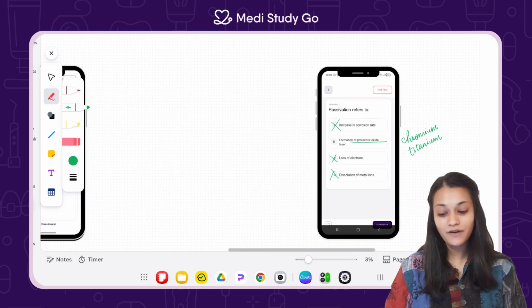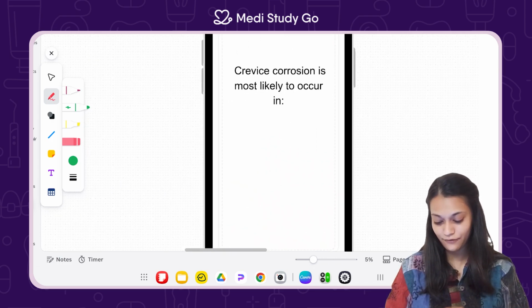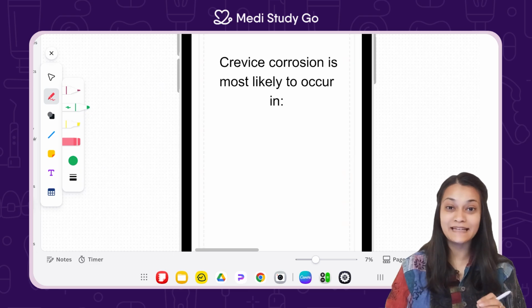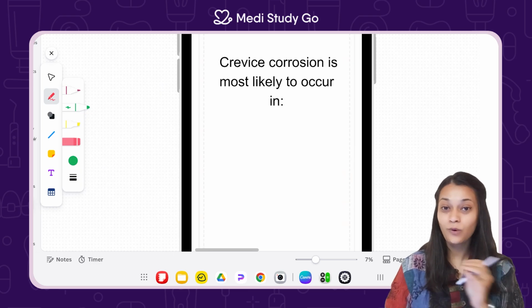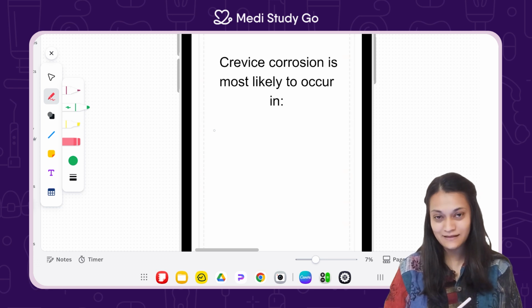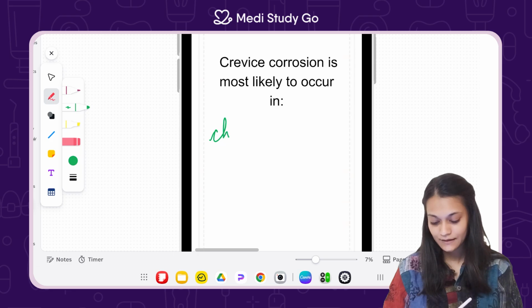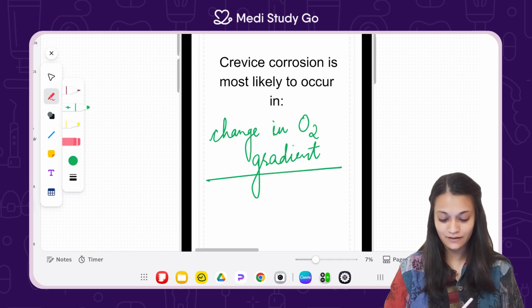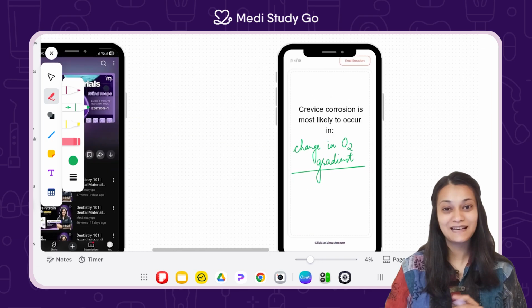So now we move on to the next thing, that is your flashcard. Crevice corrosion is most likely to occur in. So who was the crevice corrosion thing? It was nothing but the oxygen scavenger. So whenever there is going to be change in gradient of oxygen, this will lead to oxygen scavenger, that will lead to crevice corrosion.